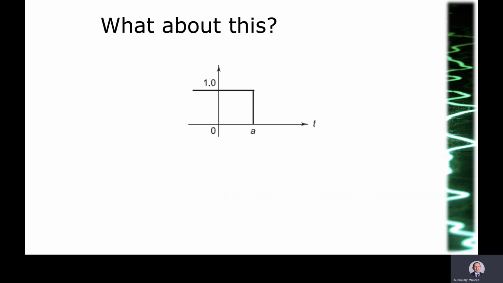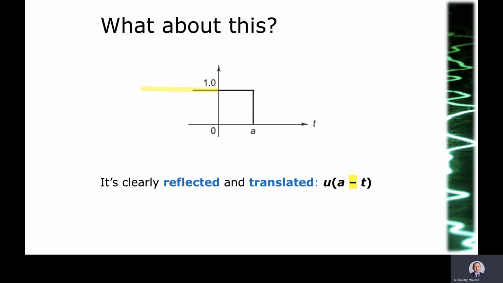Sometimes you want to do more than that. So in this case, it's translated, but it's also reversed. It's flipped. It's inverted. So there's different ways I can represent this, but one way is to say it's reflected. So that minus sign there means that your unit step is reflected along the time axis. So it's 1 for negative time and it's 0 for positive time. And then it's shifted to the right by adding this constant a. And again, you can check this. If you set the argument t minus a equal to 0, then t will be equal to a, i.e. that's the point at which the unit step happens. So it's reflected and translated.